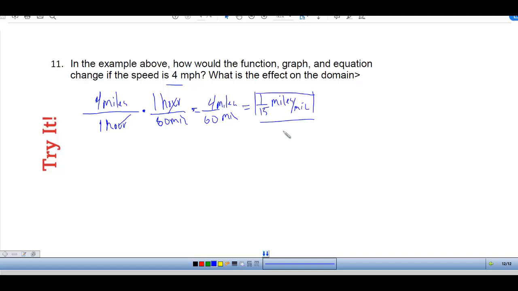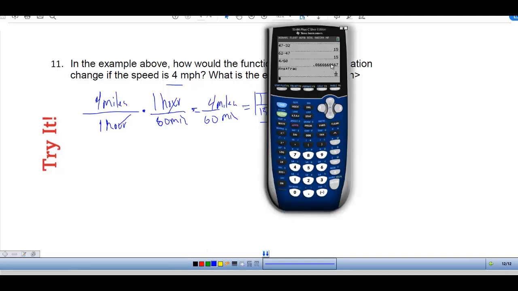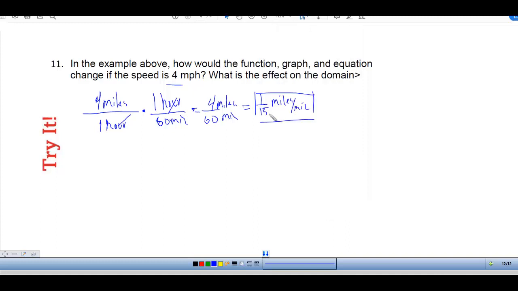Okay, so a little bit slower rate instead of being 1/10. I'm going to use 1/15 instead of that decimal since it's a repeating decimal. 1/15 will give me a slightly more accurate answer. So there's my m. Your b is still the same, so we have now d of t is equal to 1/15 x plus the half mile.